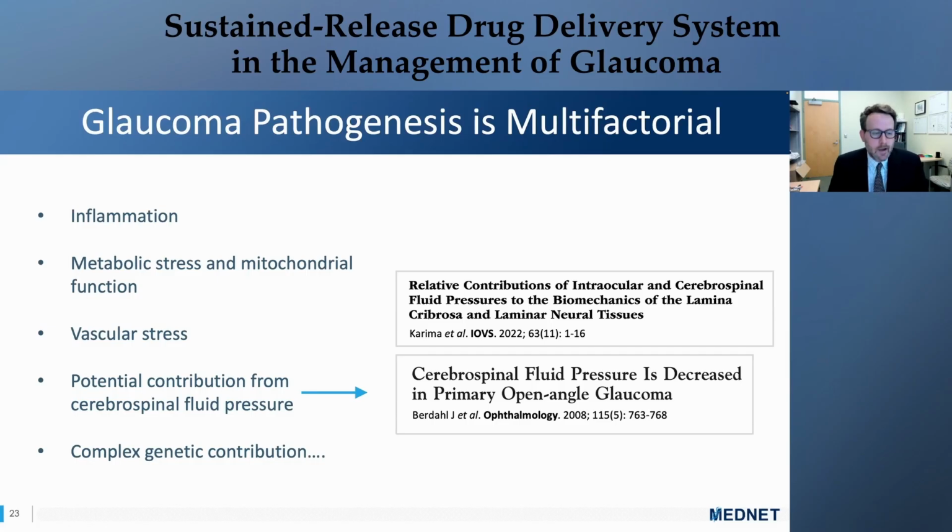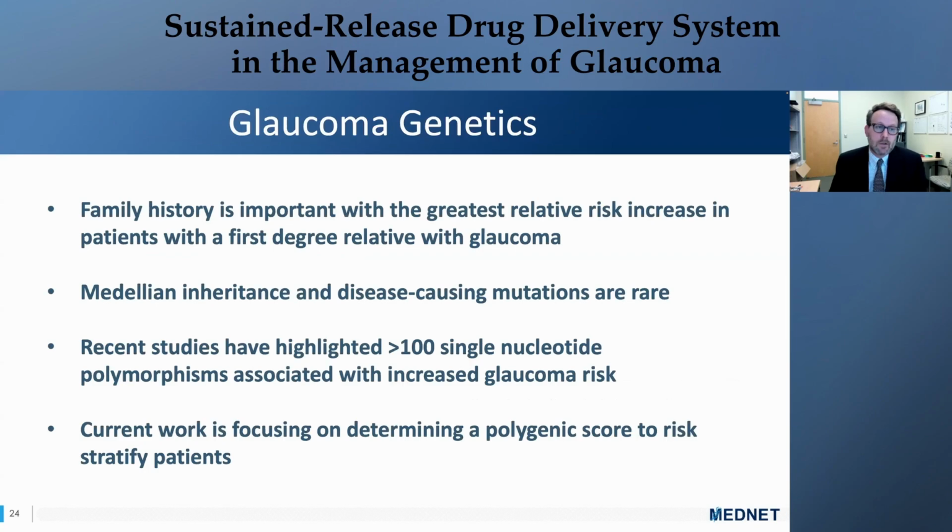Most interestingly, in the past decade or so, we've begun to understand the complex genetic contribution towards glaucoma pathogenesis. So we know that family history is important, with the greatest relative risk increase being in patients with a first-degree relative with glaucoma. We also know that incidence of Mendelian inheritance and disease-causing single mutations are very rare.